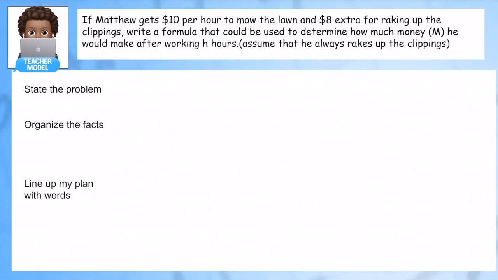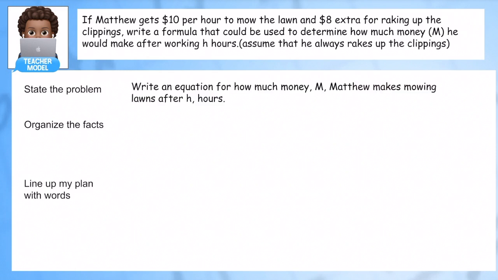Here's our second problem. If Matthew gets $10 per hour to mow the lawn and $8 extra for raking up clippings, write a formula that can be used to determine how much money M he would make after working H hours. So again, we're just writing the equation for M depending on how many hours he works, H. We know the rate. We know how much he gets paid extra, so there's our constant, but we do not know the final amount because we do not know the number of hours. So we have two unknowns here.